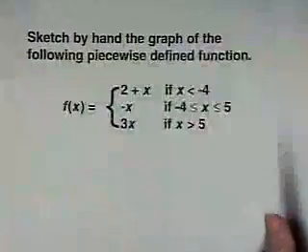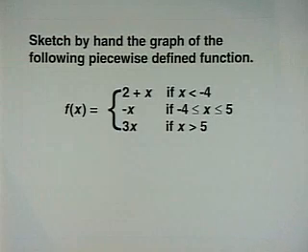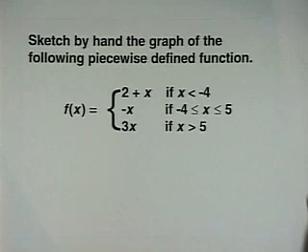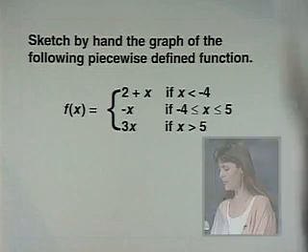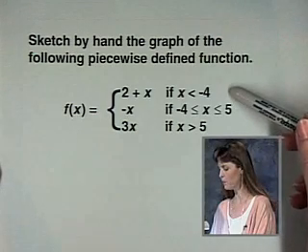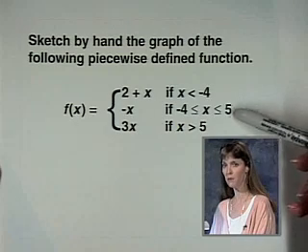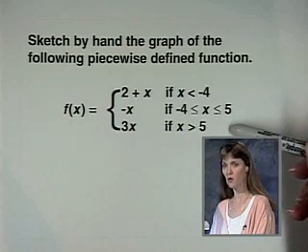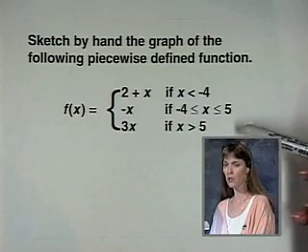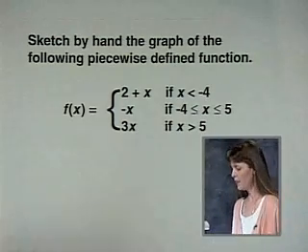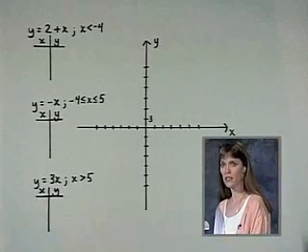Now, we're going to look at a new function and look at how we can graph such a function. Let's sketch by hand the graph of the following piecewise defined function. We're given f of x equal to 2 plus x if x is less than negative 4. It equals negative x if x is between negative 4 and 5 inclusive. And it equals 3x if x is greater than 5. Notice that all three pieces are linear. Therefore, we're going to look at each piece individually, remembering the side conditions.